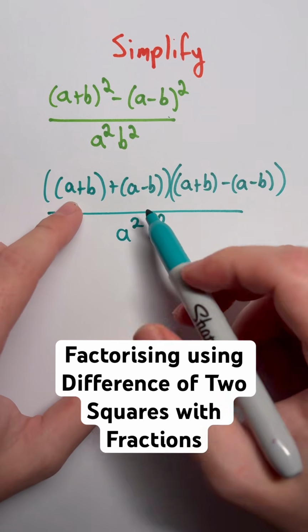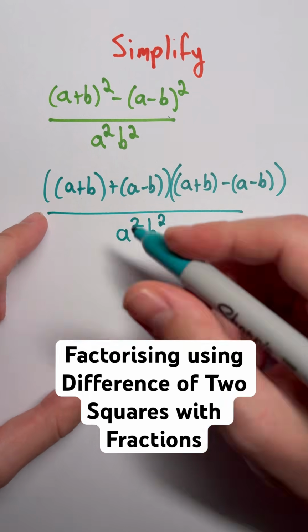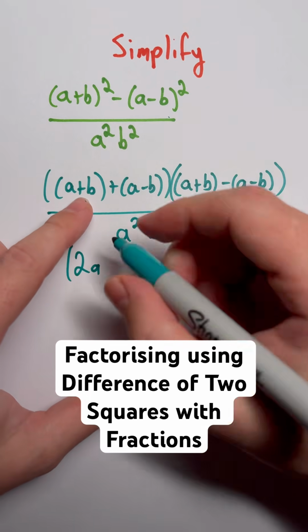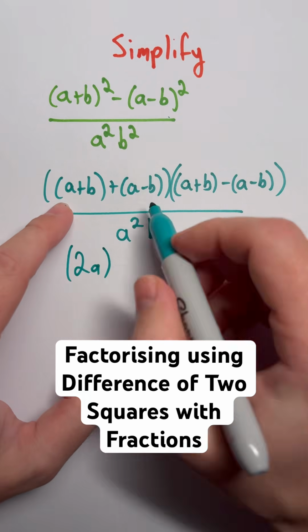But now if I collect my like terms, I have a plus a. That is going to give 2a. And I have b minus b, so that's going to cancel out. I'm left with just 2a for my first bracket.